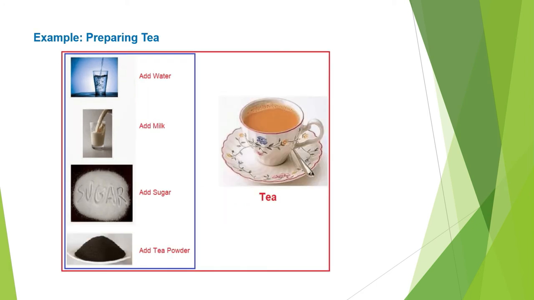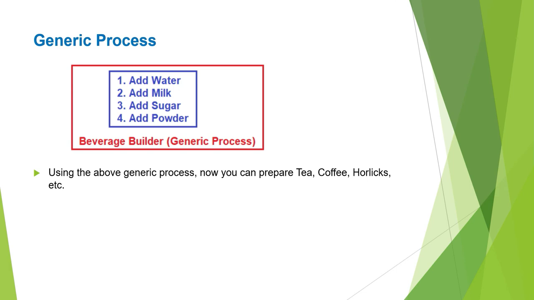Now suppose you want to prepare tea, then what you need to do is you need to use water, milk, sugar, and tea powder. So using these small objects, that is water, milk, sugar, and tea powder, you can prepare the complex object, that is tea, which is shown in the above image, right? As we already discussed, the builder design pattern is used to build a complex object using a generic step-by-step process so that the same construction process can be used to build a different representation of the same complex object.